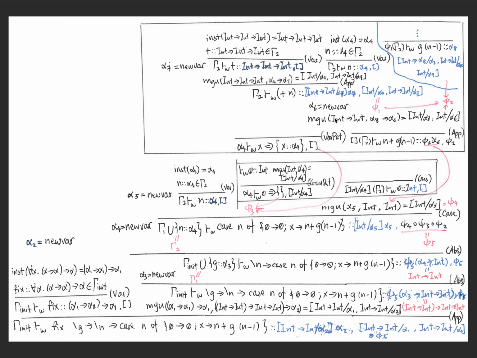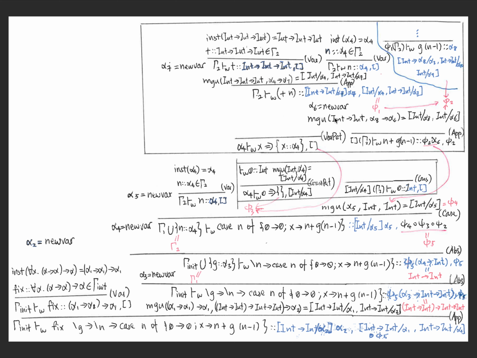So that would be the derivation for inferring this sub-expression. Next, we have to look at the other actual argument, which is g applied to n minus 1. Because we completed this part, we have to look at the type of this. What is the type of this? The derivation is over here. We're going to make use of psi 1, which is the output type substitution of these expressions. We're going to apply psi 1 to gamma 2.